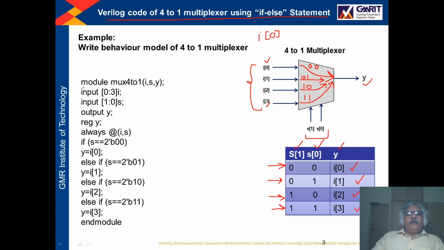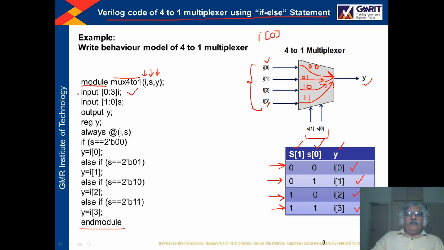So here this is the Verilog module of this 4 to 1 multiplexer using the if-else statement. Here we have the keywords module and endmodule. In between these we define the functionality. The name I have given to this module is MUX 4-to-1, and the ports are I, S and Y. Out of these three ports, what are the inputs and what are the outputs, we define in the next statements.